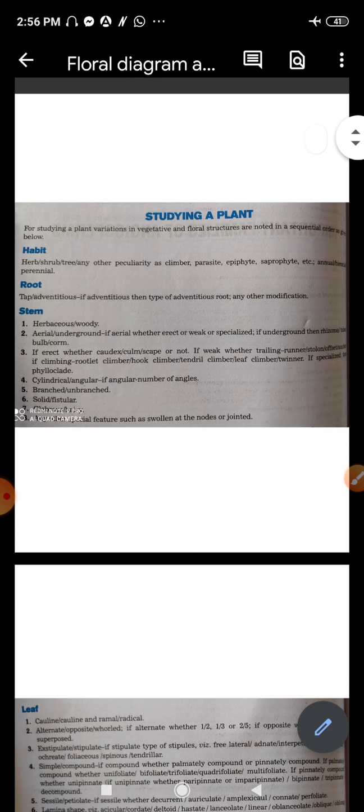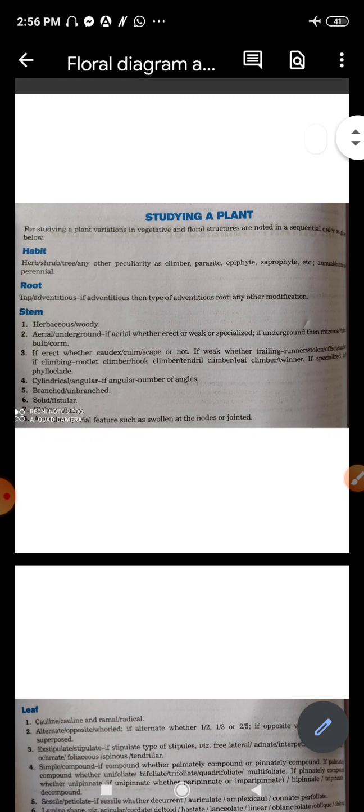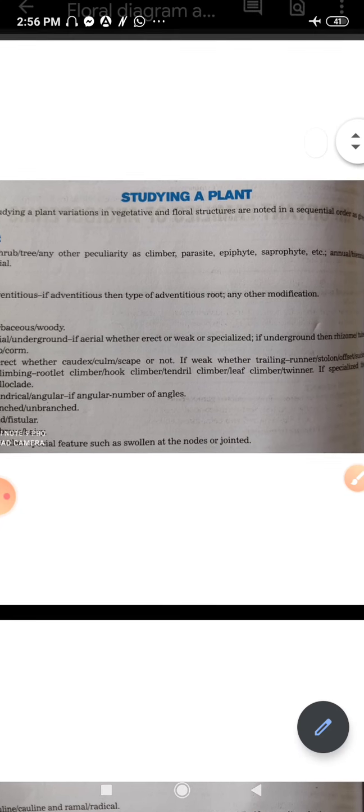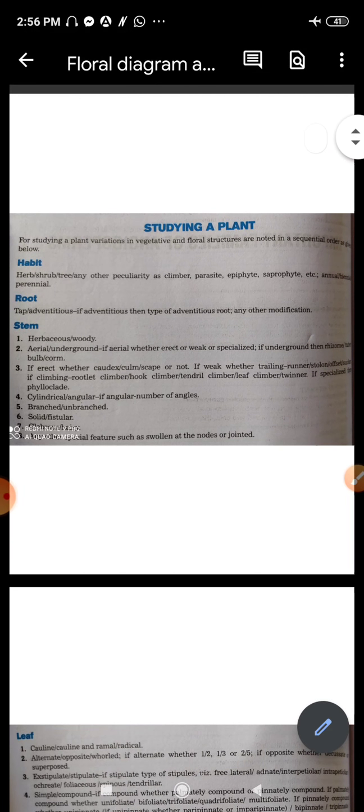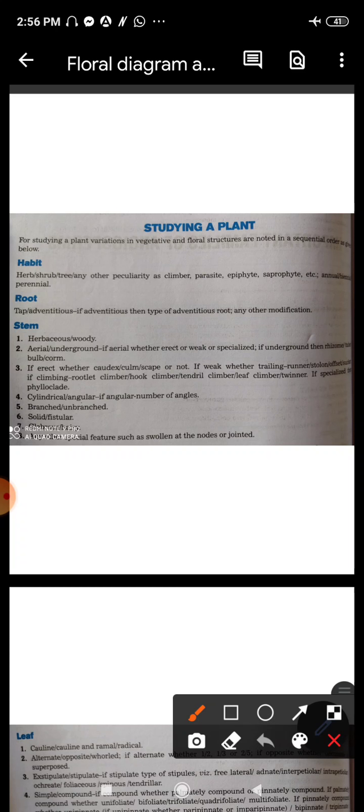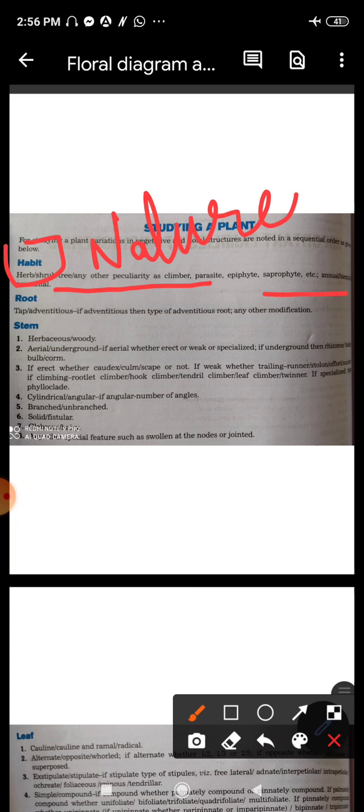That is, whether the plant is a herb, a shrub, or a tree, or any other peculiarity, such as whether it is a climber, a parasite, a saprophyte, etc. Whether it is a perennial plant or annual in nature, right? These are the things we describe when we talk about the habit of a plant. Habit is basically the nature of the plant.